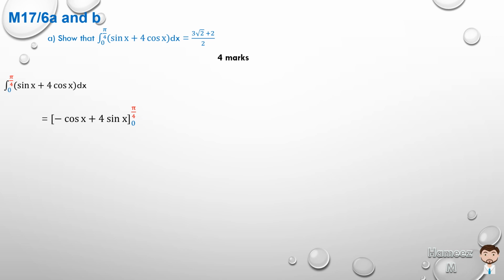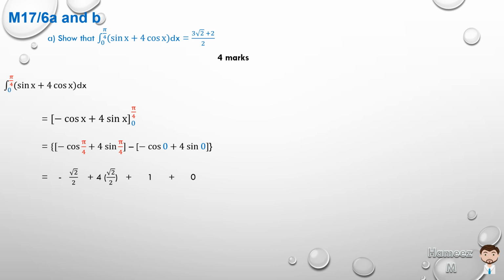Now we can substitute for the values. So those limits will give us minus cos pi on 4 plus 4 sine pi on 4, the upper limit, minus, cos 0 plus 4 sine 0. And we know cos pi on 4 is root 2 on 2. So that will give us minus root 2 on 2 plus sine pi on 4 is the same as cos pi on 4 because it's 45 degrees each. So that will give us plus 4 root 2 on 2, minus cos 0. And cos 0 is 1. So minus is plus 1 plus 4 sine 0, and sine 0 is 0.